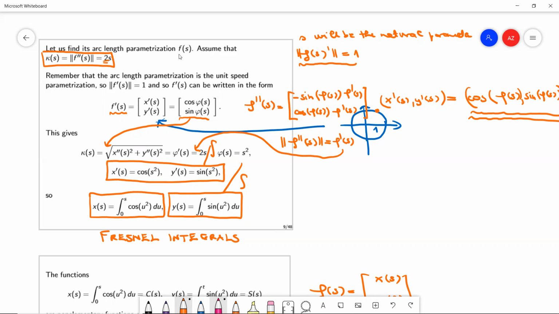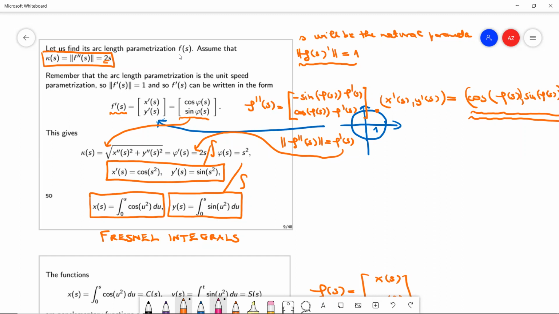This is because S will be the natural parameter. This is the first proposition from today's hour, on the second slide. If you have a natural parameterization of the curve, then the length of the velocity vector will be 1 at every point. So here we assume that we are searching for the natural parameterization of our curve. And since the natural parameterization always exists, we can make this assumption.